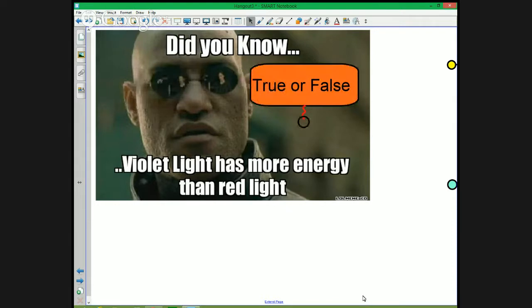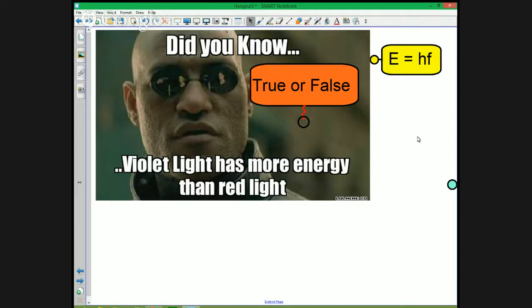Well, you have the physics to try and solve this, and the first thing you've got to remember is that light is made up of photons, and the energy of the photon depends on its frequency. In fact, this is the well-known equation here. Energy of the photon is equal to Planck's constant times the frequency of the photon.